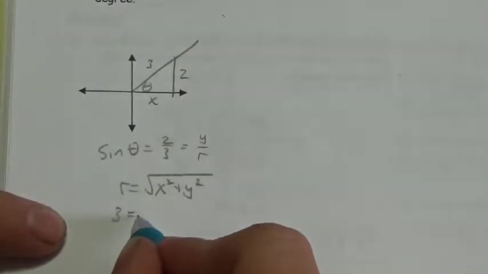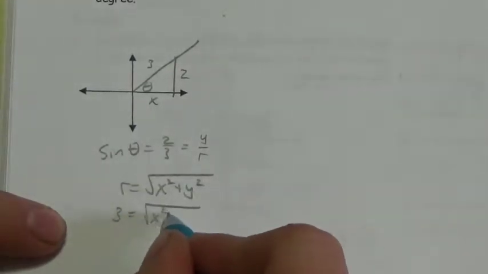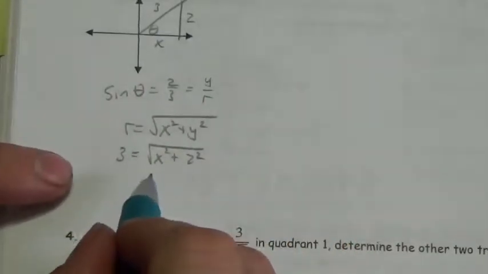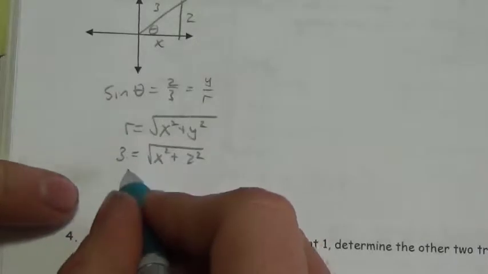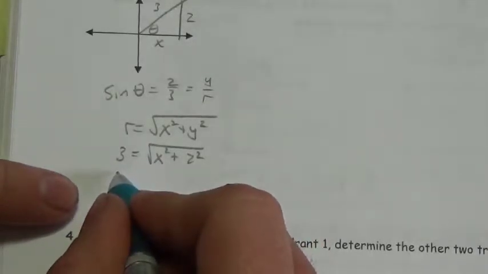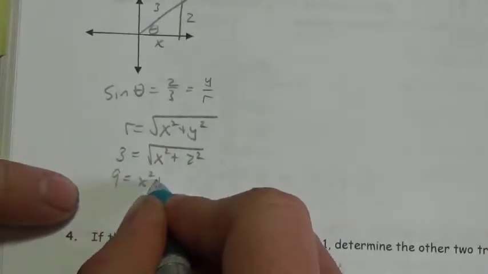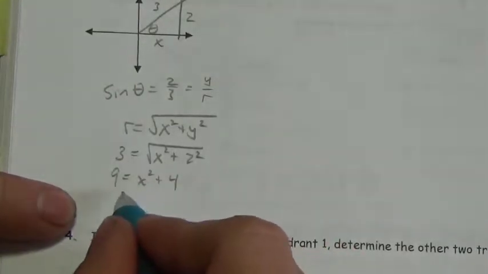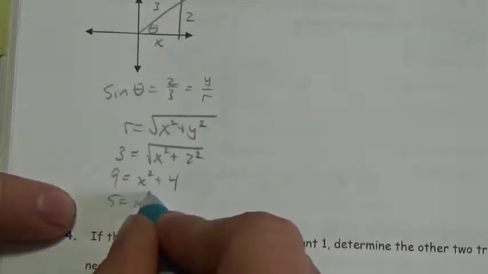So that's going to be 3 is equal to the square root of x squared plus 2 squared. So now to get to the x here, I'm going to square both sides. So that's going to be 9 will equal x squared plus 4. Bring the 4 over. 9 minus 4 is going to be 5.